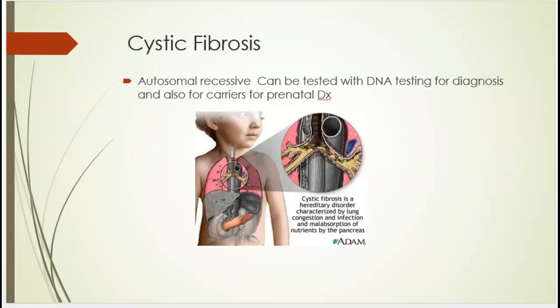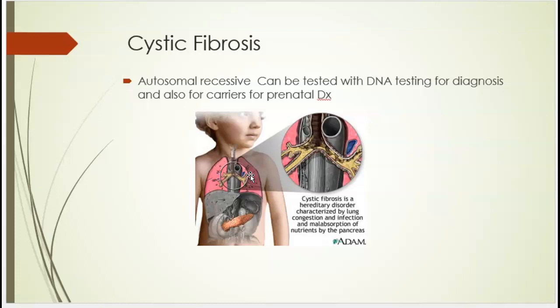So let's look at some examples. Cystic fibrosis is such a sad disease. It's autosomal recessive. It can be tested with DNA for diagnosis and also for carriers in a prenatal diagnosis. The expression of cystic fibrosis is an overproduction of mucus because they can't break that mucus down enough. Okay, and you could get lung congestion.